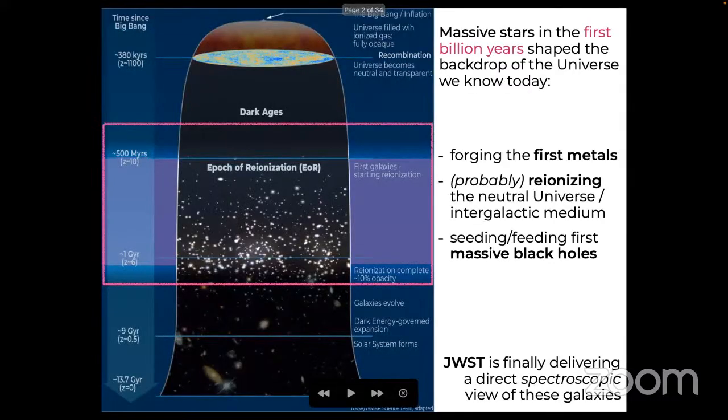But yeah, so massive stars we think played a very important role in the very early universe. They were forging the very first metals. Probably they were the dominant source of the ionizing photons that reionized the universe, although lots of debate about this still. And they also probably played a role in seeding and certainly feeding the first massive black holes. And the exciting thing is that JWST is finally giving us a direct view of these objects spectroscopically.